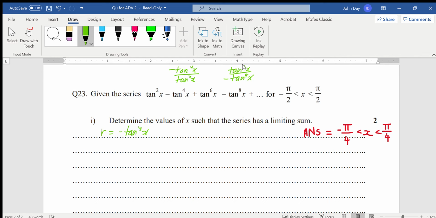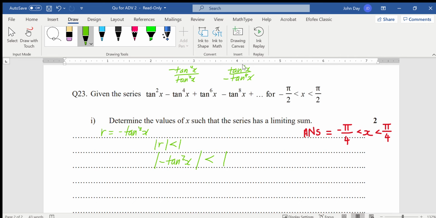So it's got a common ratio of negative tan squared x. And so they want to, well, when has it got a limiting sum? Well, for a limiting sum, the size of the common ratio must be less than 1. All right. So you've got your negative tan squared x, the size of that, less than 1.